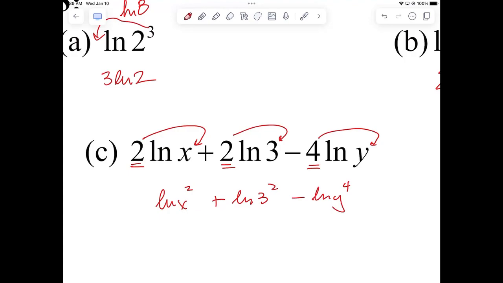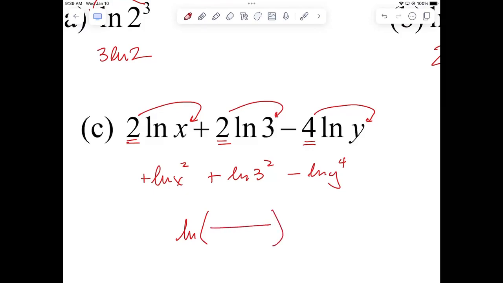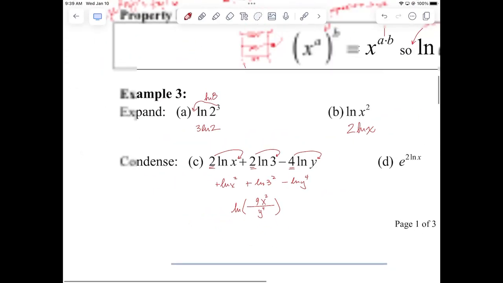And now I can fall back on the sum or difference ones. Now I have positive log, negative log, so I can pull one log out front, build the shelf. If you ever have a negative term, you can build the shelf. What goes in the top? The x squared and the 3 squared, which is 9, yes? And what goes in the bottom? The y to the 4th. Yeah, there you go. And congratulations, we just condensed it in one fell swoop.